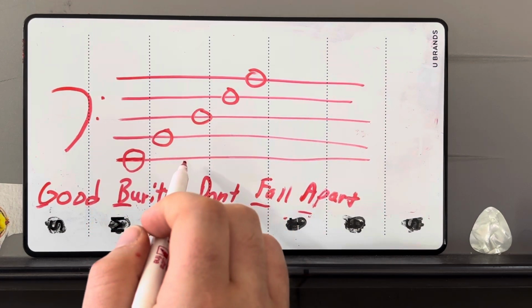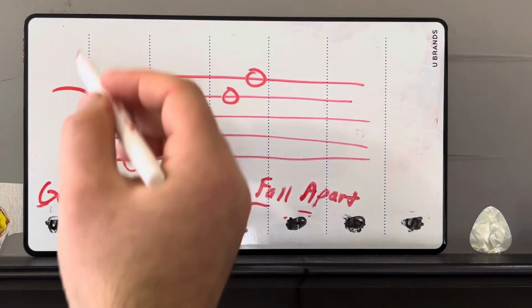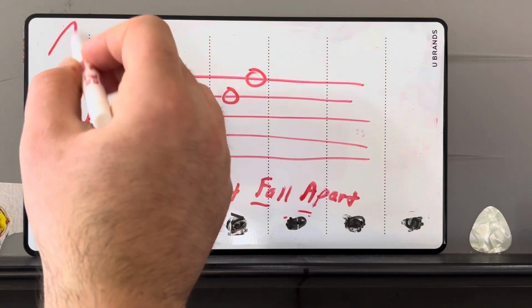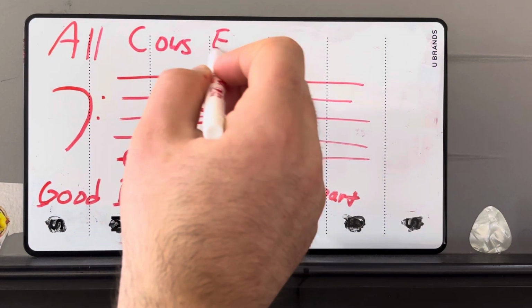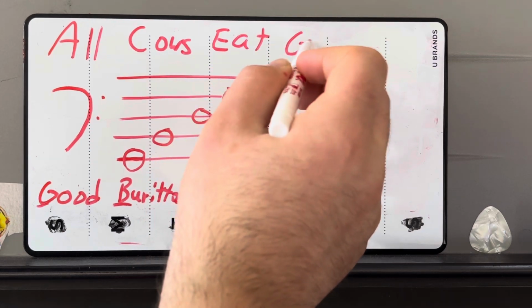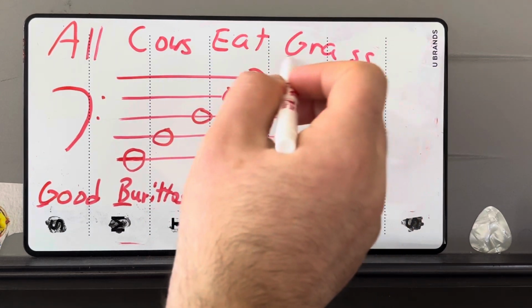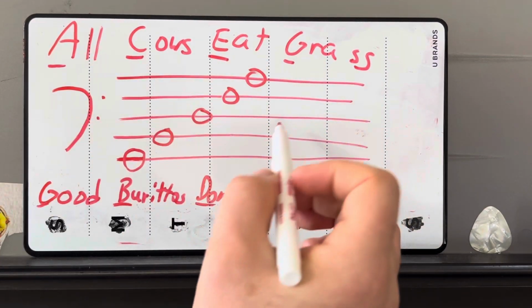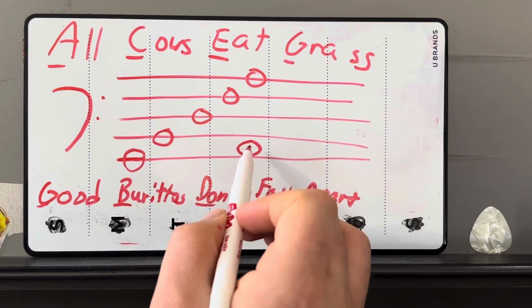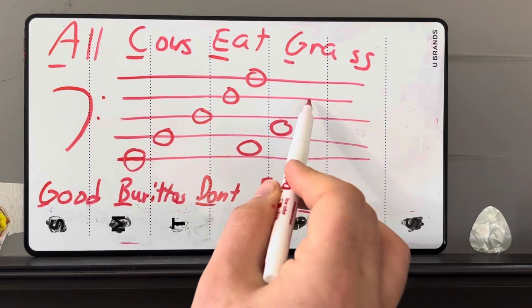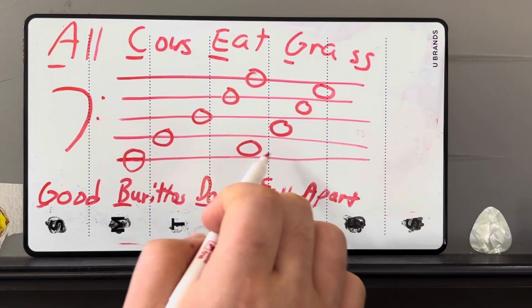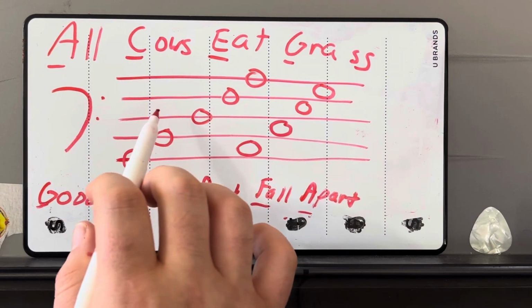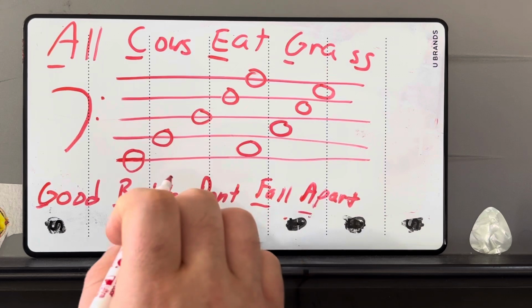Okay, so then bass clef space notes also gets a sentence. You may have heard this one. All cows eat grass. All cows eat grass. From the bottom space, all cows eat grass. And that's how you read the bass clef space notes. So see, same idea as the treble clef, just different phrases.